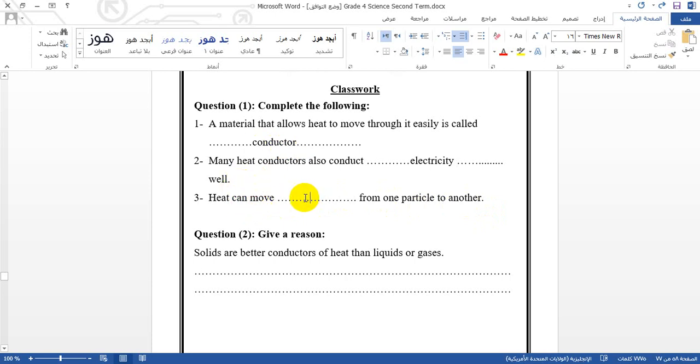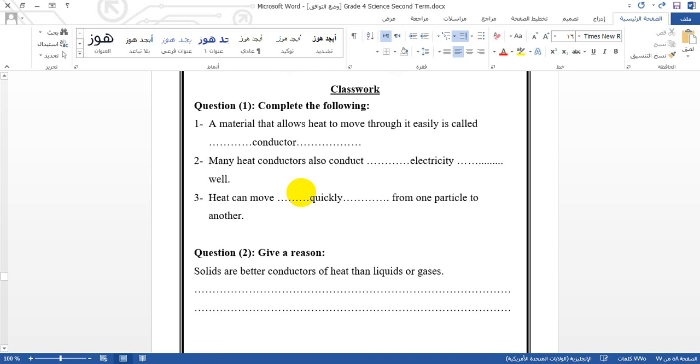Quickly or slowly? Quickly, okay? Here they are asking you to give a reason. Solids are better conductors of heat than liquids or gases. Because why, guys? Did you remember? Because the particles, I told you.